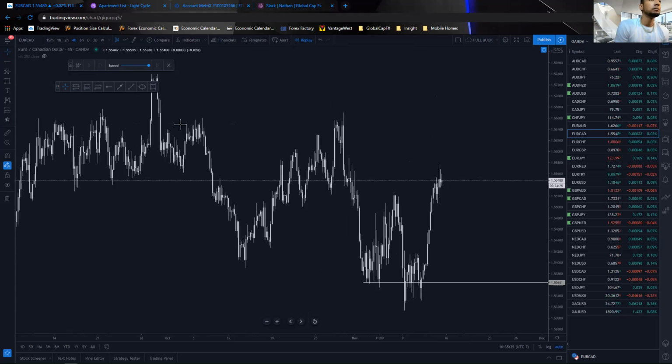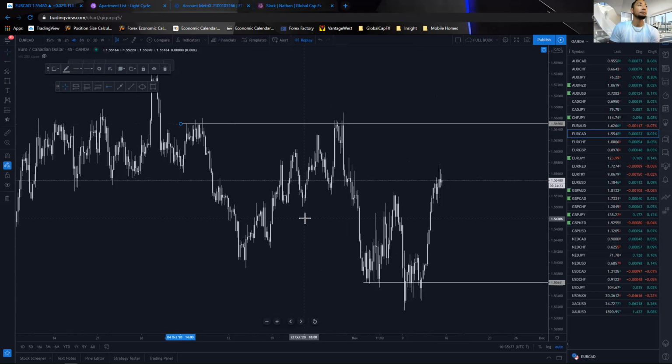Same thing here. You know, if you see enough bounces off of a certain line, you got to understand that price is most likely going to reverse the other way. For those who are listening.